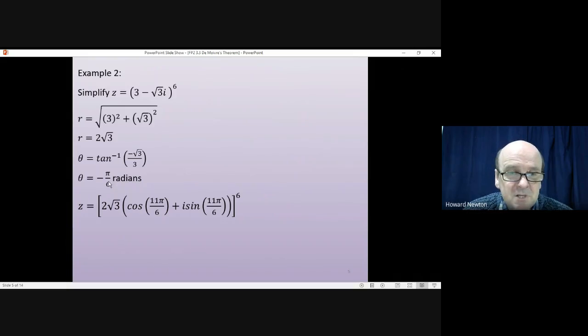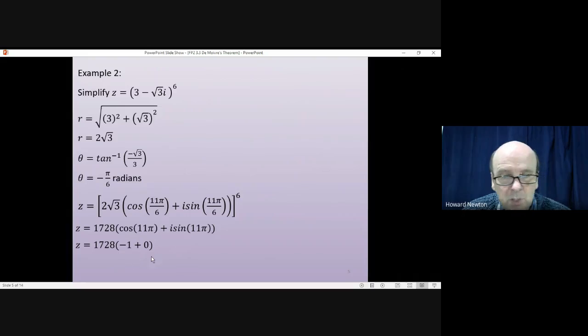So having changed this to the positive value, 11 pi by 6, going anti-clockwise, this would be the complex number written in modulus argument form. We then will use De Moivre's theorem, so we'll do 2 root 3 to the power of 6, which is 1728, and then timesing these arguments by 6, we'll get 11 pi. The cosine of 11 pi is minus 1, sine of 11 pi is 0, so that will simplify to minus 1728, and that's the answer.